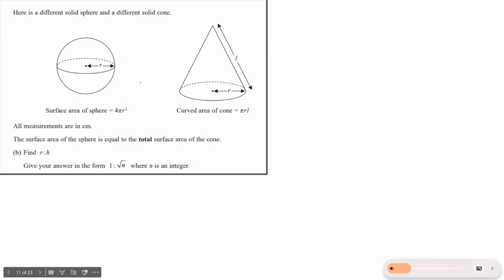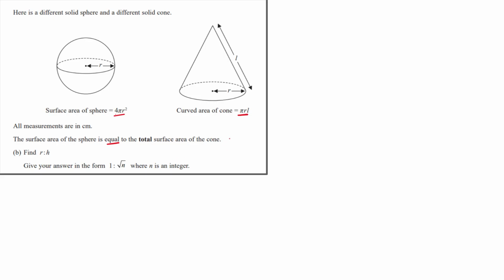Here is a different solid sphere and a different solid cone. The formula for the surface area of the sphere is 4 pi r squared, and the curved area of the cone is pi rl. All measurements are in centimeters. The surface area of the sphere is equal to the total surface area of the cone. Find the ratio r to h and give your answer in the form 1 to the square root of n, where n is an integer.